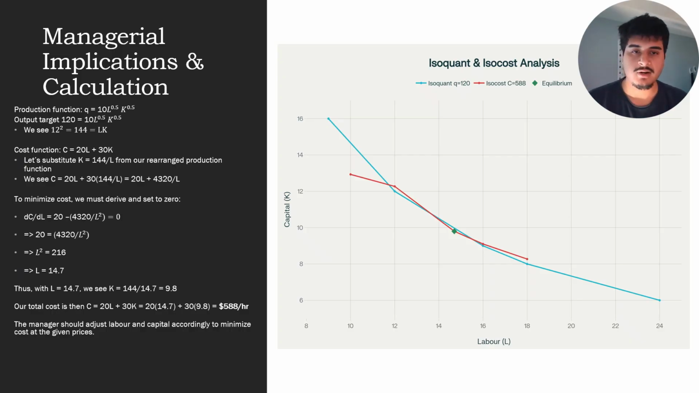We can also look at our analysis on the right here. We see our convex isoquant in blue and our isocost in red. We see that the equilibrium for these is around here, which lines up very well with our L equals 14.7. We see 15 here, we see L of about 14.7, and we see 9.8 for K, just under 10. We see our equilibrium value in green, and we see that it minimizes our cost as desired.